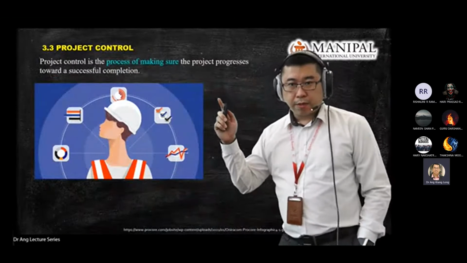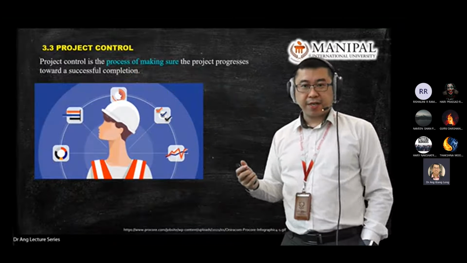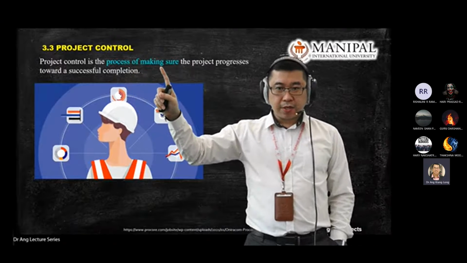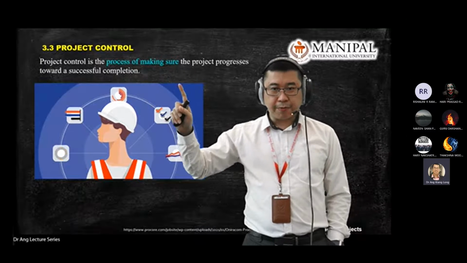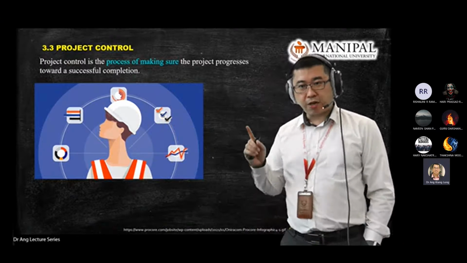So project control. What is project control? We're still at the definition section. Okay. So project control is a process that you make sure the projects run smoothly and complete on time.